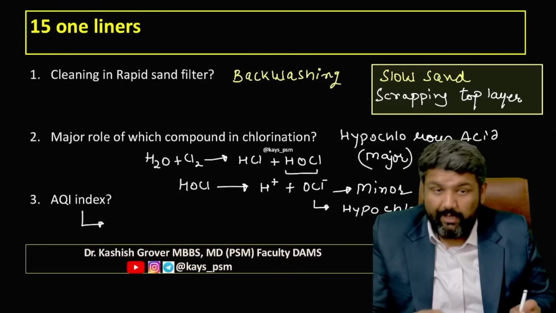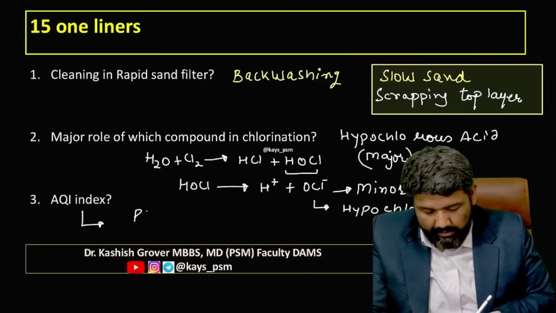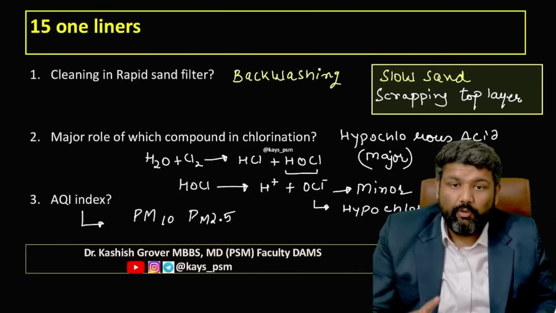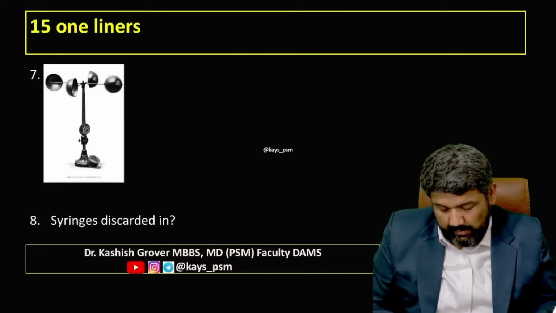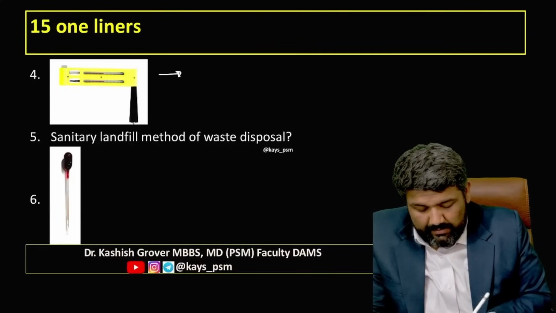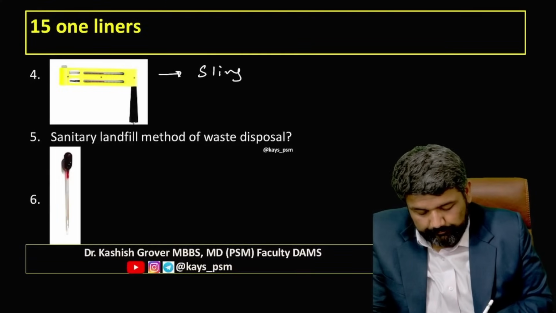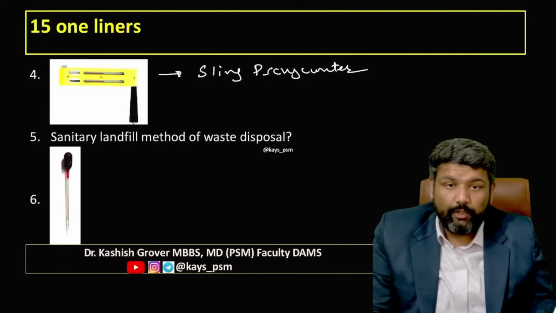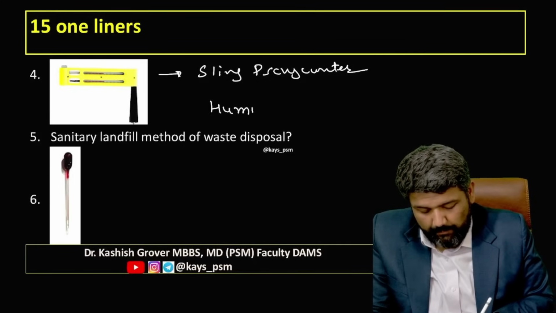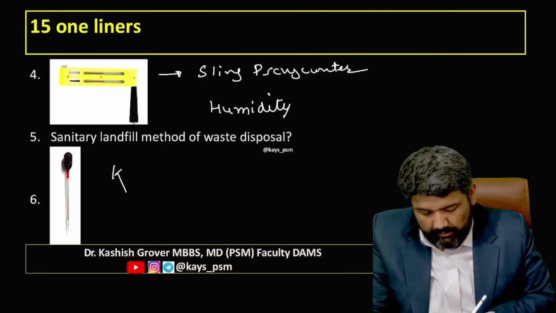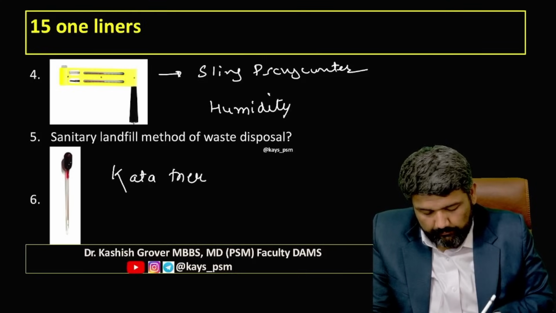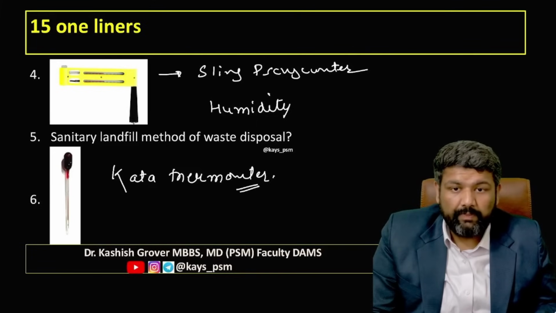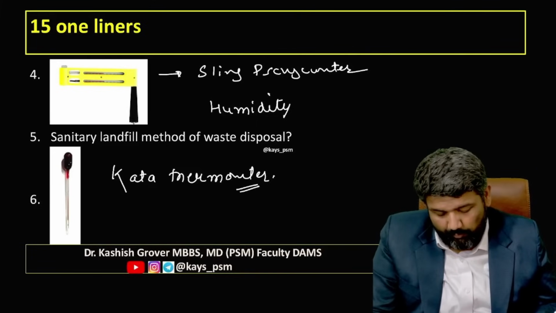AQI index we have already discussed. 2 PM. We have already discussed it, right? Now, guys, this is sling psychrometer. This is for humidity. This is Kata thermometer.